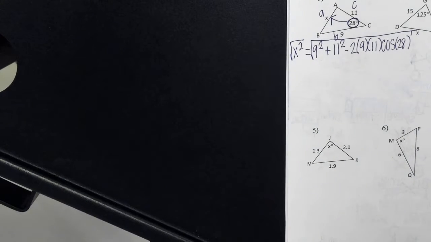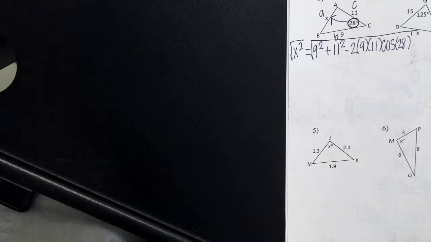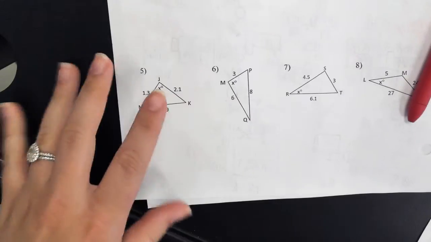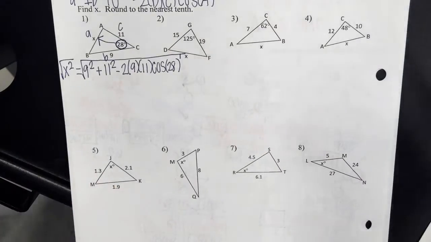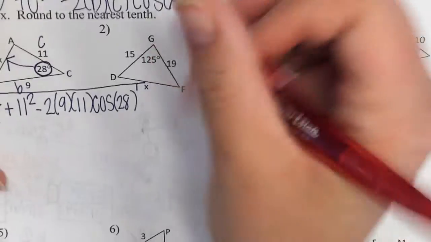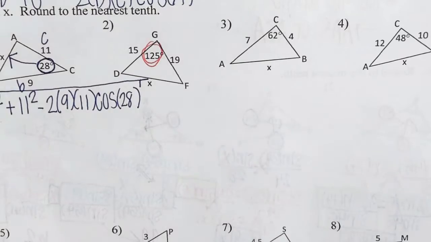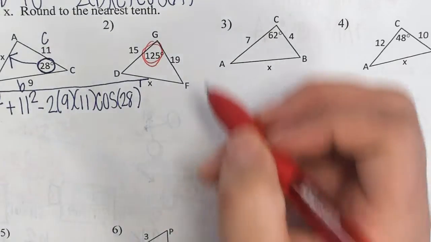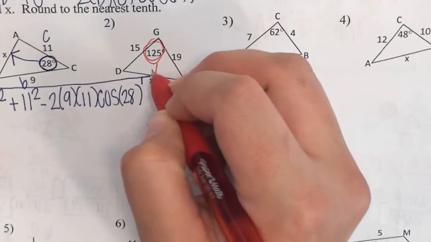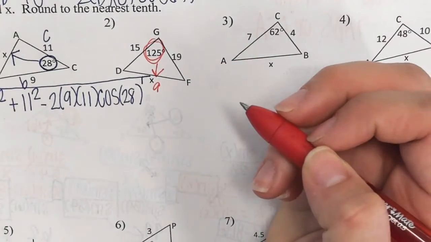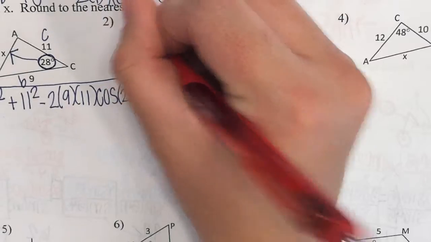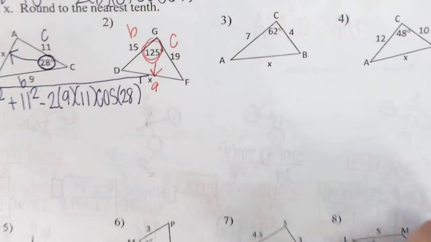Okay, if you circle your angle, on test day you need to make sure to have a calculator you know how to use. So you circle your angle, and it goes with what side? It goes with X. So this is going to be your A. Does it matter what the other two sides are? No. Does not matter. B, C.